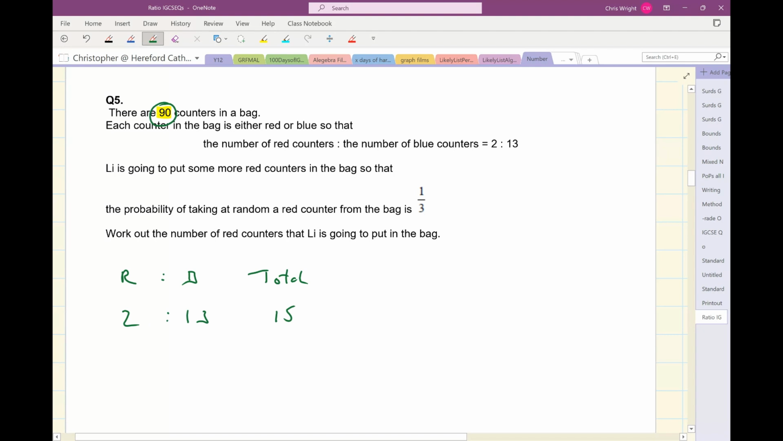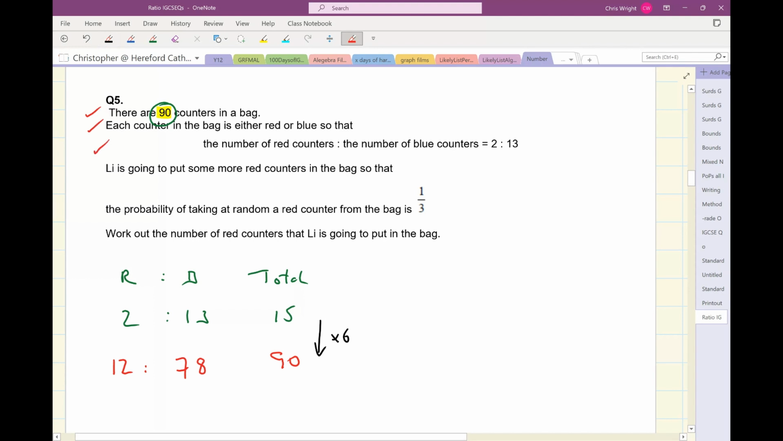So in green, I've got my ratios, and in red, I'll actually do the bag. So a total of 90 in the bag. I've written the 90 under the 15, and before I read anything else, I can do 90 divided by 15. So I'm going to multiply each of my ratios by 6, aren't I? So 6 times 2 is 12. There must be 12 red. And 6 times 13, there must be 78 blue. Okay. So I've finished with that.